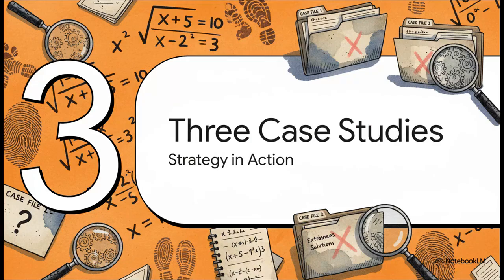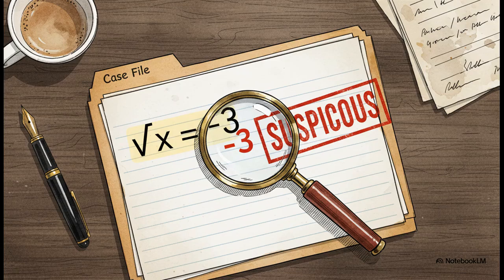All right, enough with the theory. Let's get our hands dirty. We're going to head to the crime scenes. We've got 3 different case files here, and we're going to put our new detection strategy to the test. Our first case is, well, it's pretty straightforward. We're being asked to solve the square root of x equals -3.